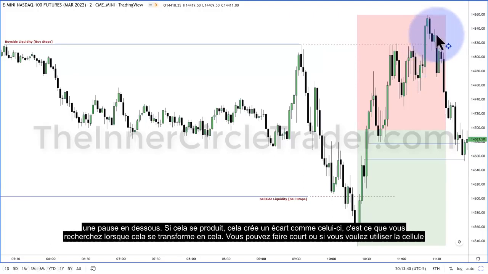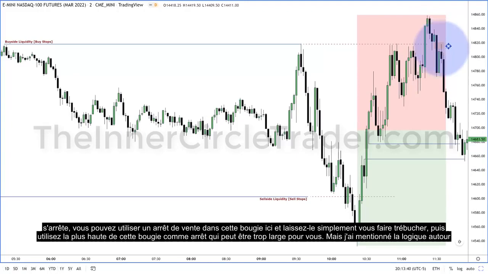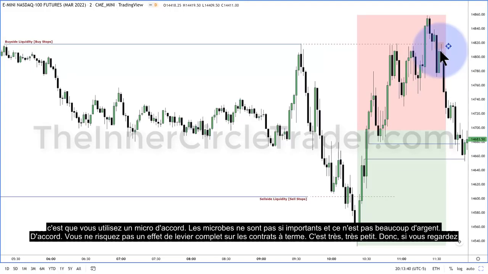If you have that, and then you have a break below that, if it happens that creates a gap like this, that's what you're looking for. When it trades up into that, you can go short. Or if you want to use sell stops, you can use a sell stop in this candle here. And this, let it trip you in, and then use the high of that candle as your stop. That may be too wide for you, but I mentioned the logic around this is you're using a micro. Okay, micros aren't that big of a deal. It's not a lot of money. Okay, you're not risking a full futures leverage.